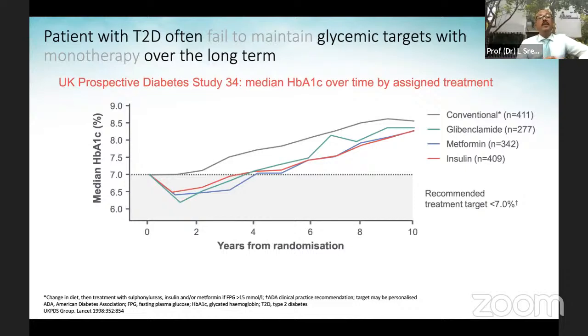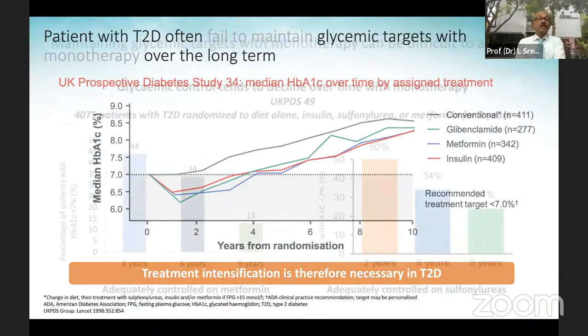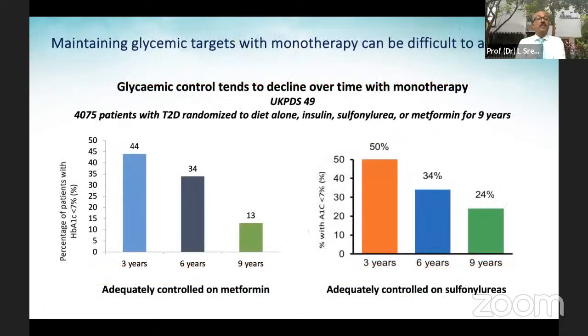Now, patients with diabetes often fail to achieve the target with a single drug. This has been proved beyond doubt with the UKPDS, as you can see. With the conventional therapy, people slowly worsen over 10 years of time. So treatment intensification is a very essential and integral part of our treatment. Now, this is again showing that the glycemic targets with monotherapy can be difficult to achieve. As you can see, 50% at the end of 3 years, and with SUs, at 6 years it becomes 30%, and at the end of 9 years it becomes just 25%.